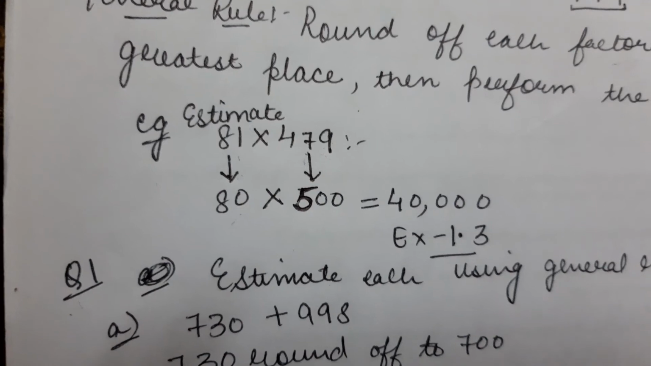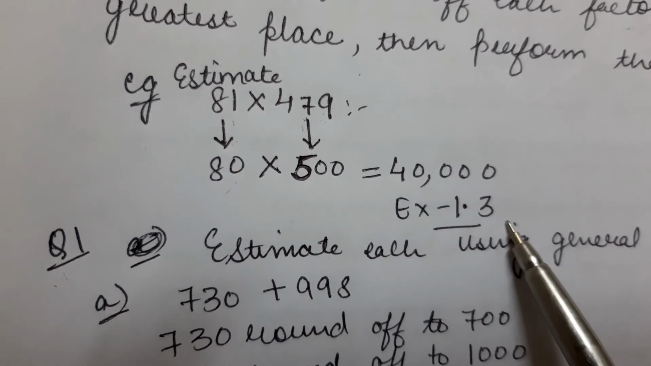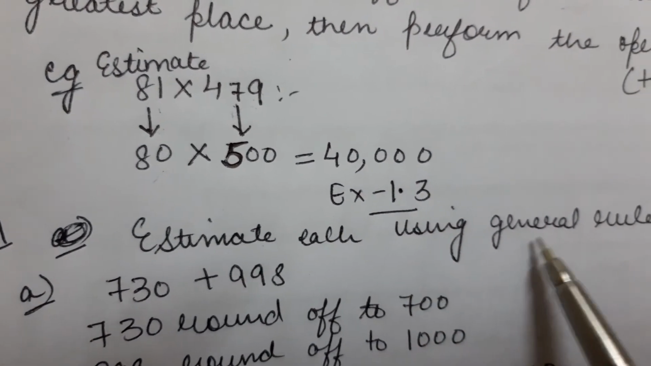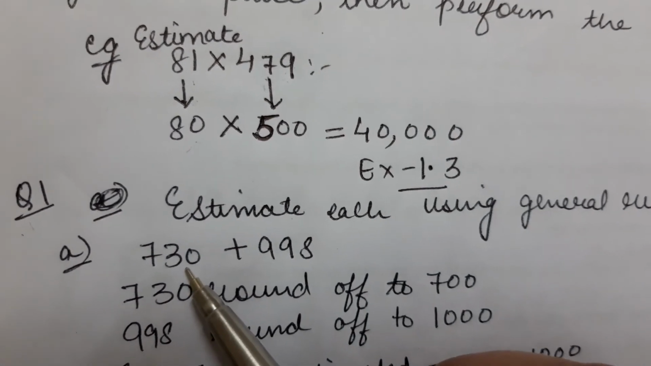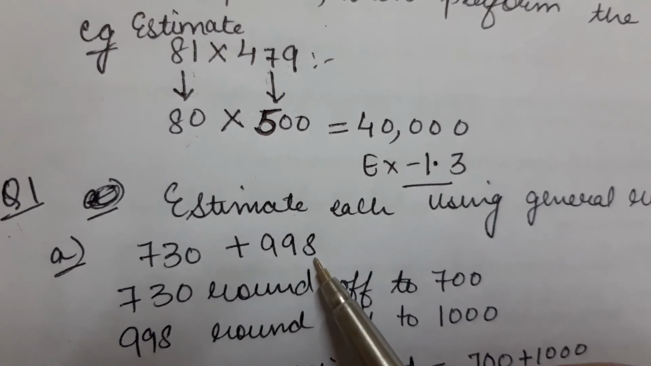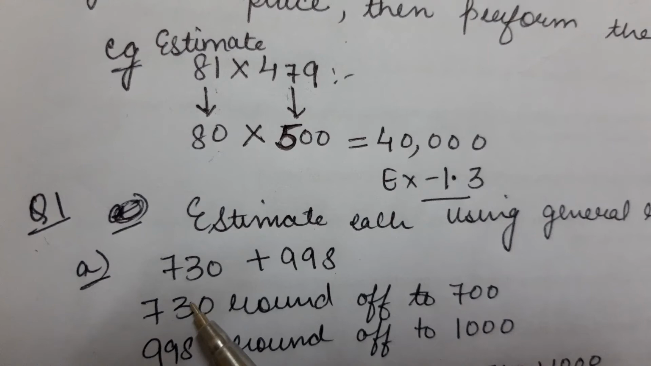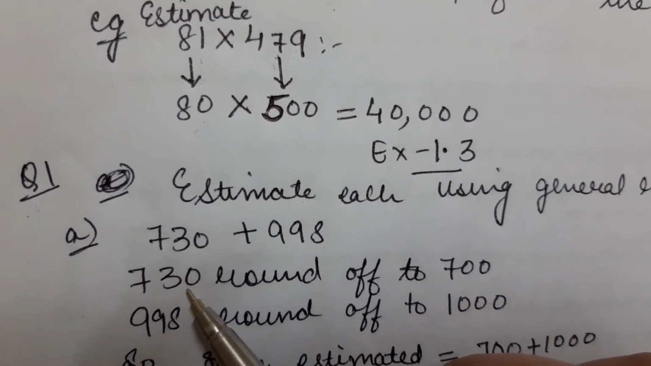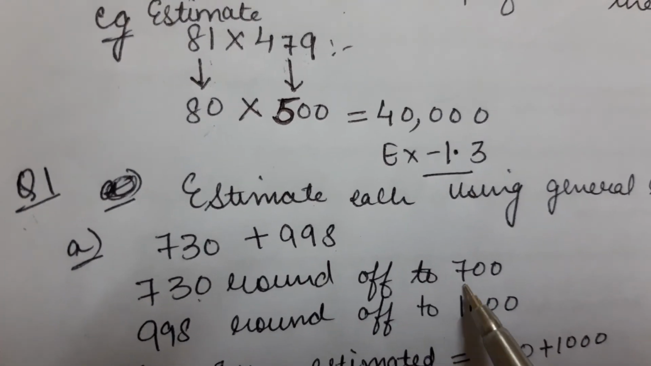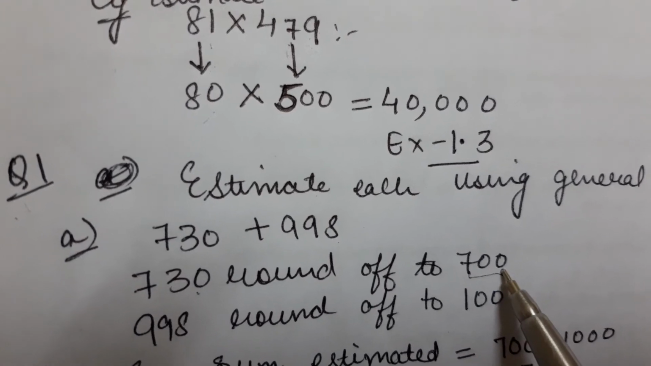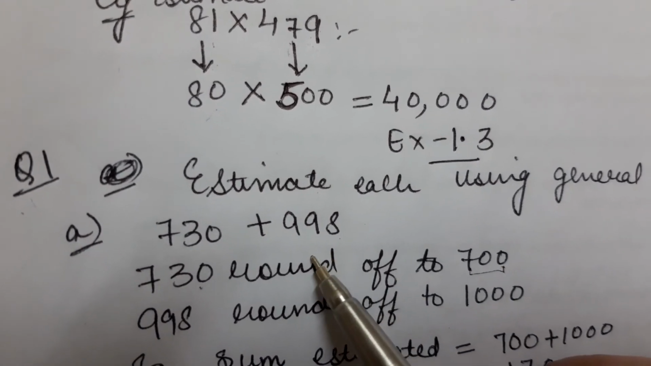Now the exercise questions are exercise 1.3. Estimate each using the general rule. First is 730 plus 998. So firstly we will round it off. 730 will be round off to 700. To its nearest 100 is 700.